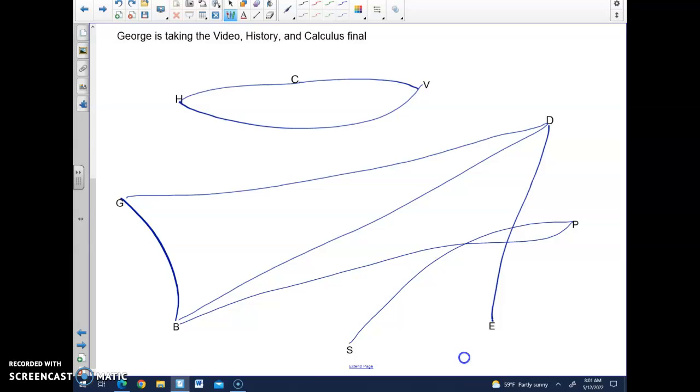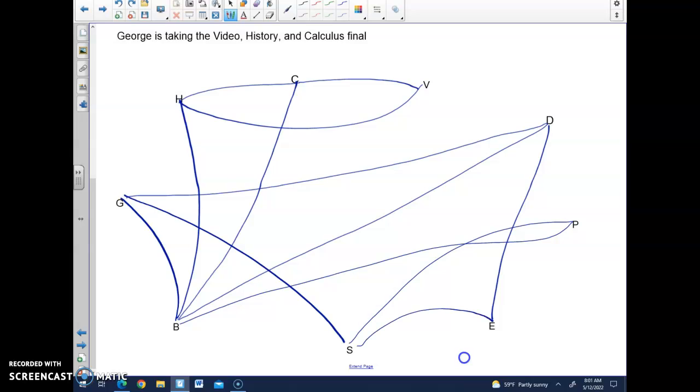Biology, history, and calculus. So biology to history, biology to calculus, and calculus is already connected to history. I don't need to do it again. Geometry and Spanish, so G to S. Spanish and English, S to E. And finally, video, history, and calculus.